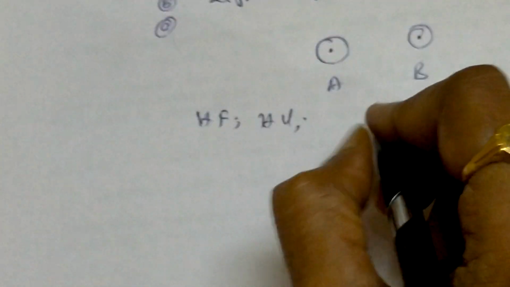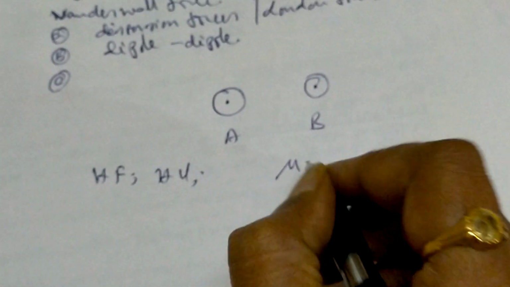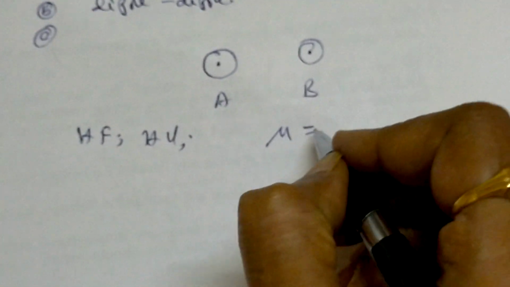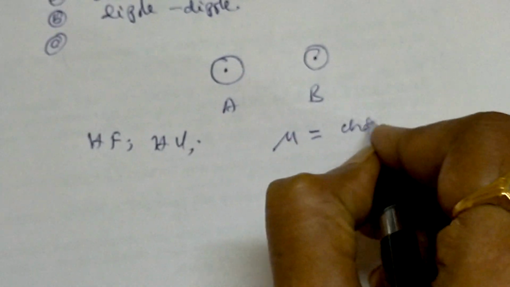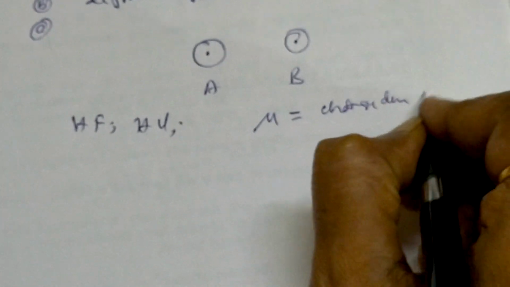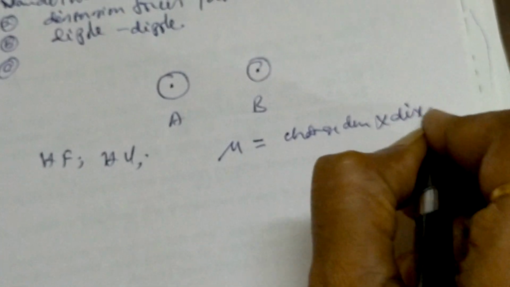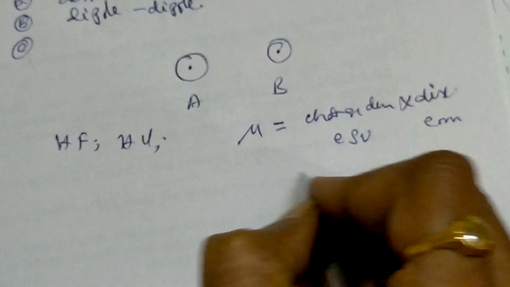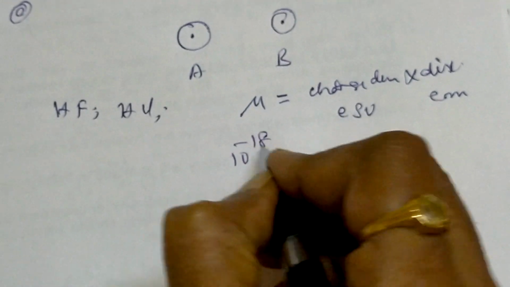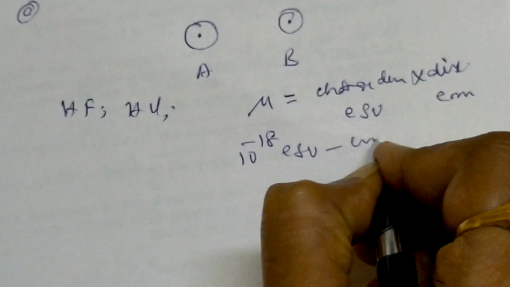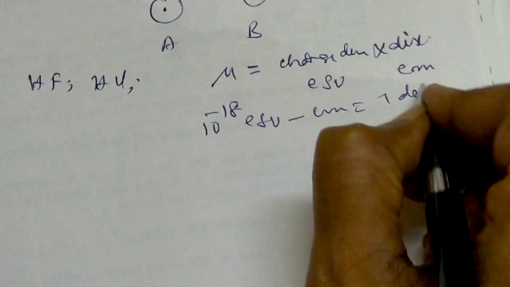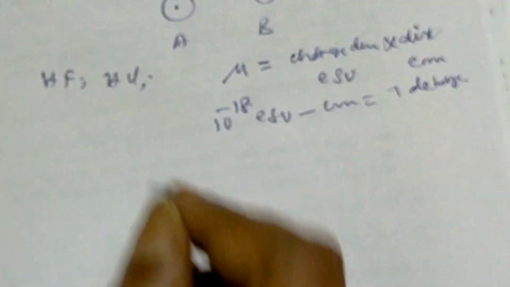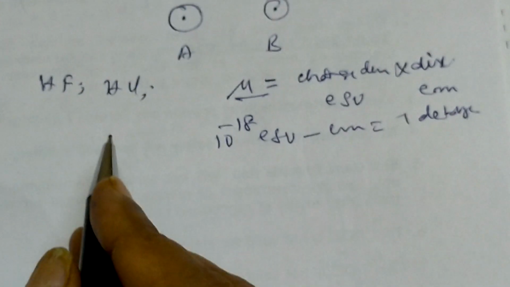What is dipole moment? First we will say dipole moment, symbol mu, equals charge density into distance. Distance will be in centimeters, charge will be in ESU, and 10 to the power of minus 18 ESU centimeter equals 1 Debye. That is the unit normally used for the dipole moment. Wherever the strong dipole is there, the attractions are more.